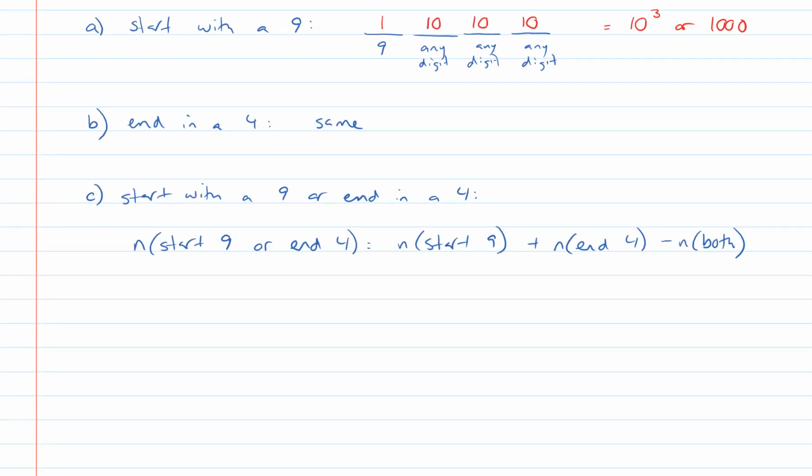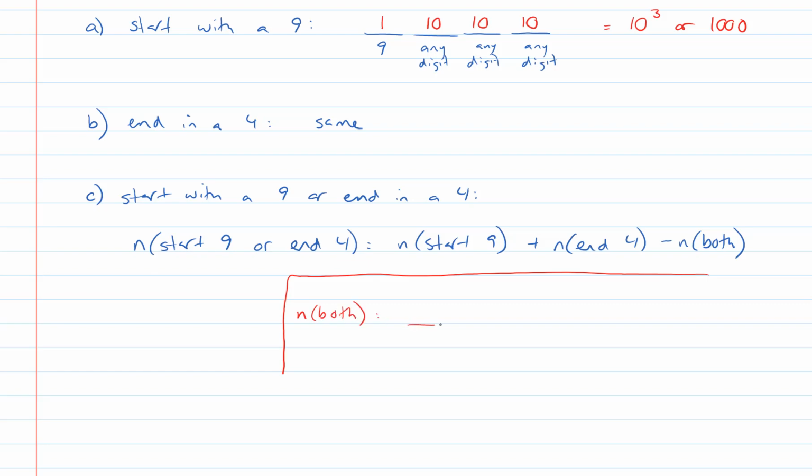So we're going to do a little aside here. Just going to do a little box. And we're going to first calculate both, because we already have from part A the number that start with a 9, and from part B the number that end in the 4. So now we're just going to say a number for both.